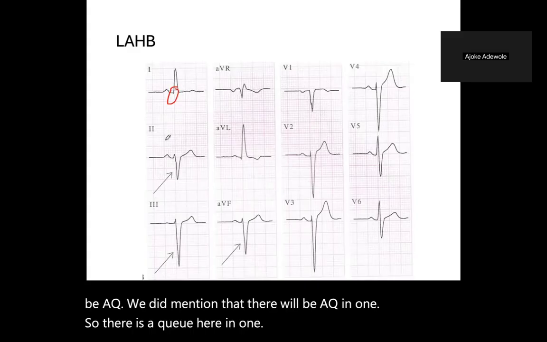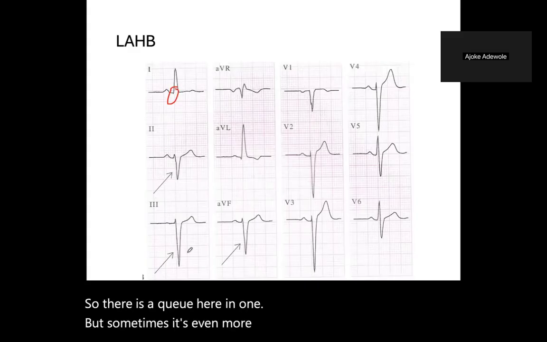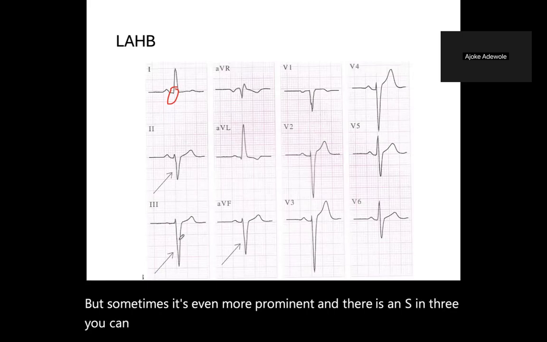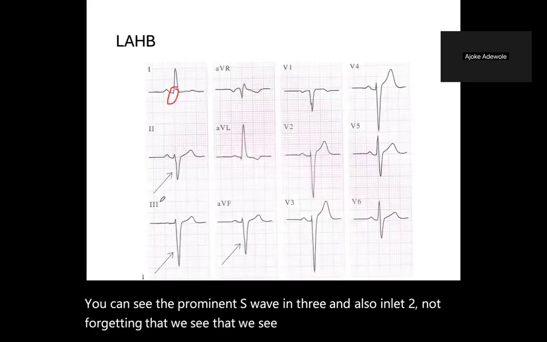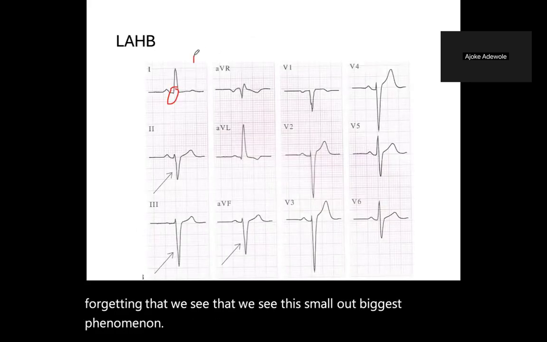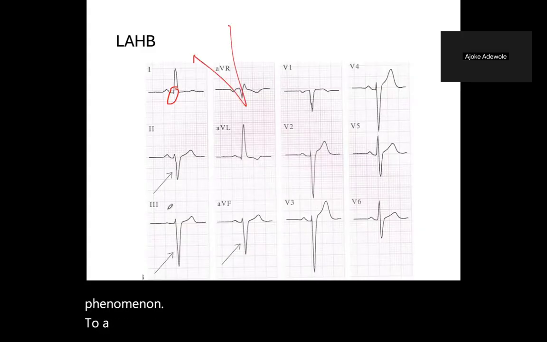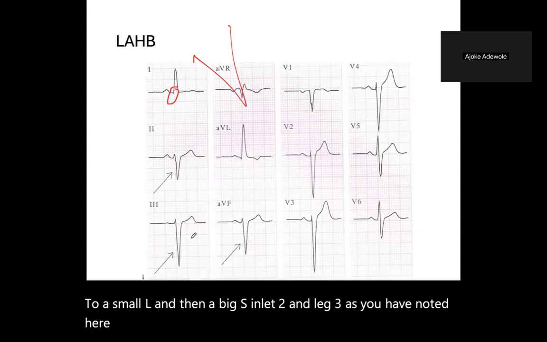but sometimes it's even more prominent. And there is an S in 3. You can see there's a prominent S wave in 3, and also in lead 2. Not forgetting that we see this small r, big S phenomenon. So a small r and then a big S in lead 2 and lead 3, as you have noted here, right? So this can be synonymous with a left anterior fascicular block.